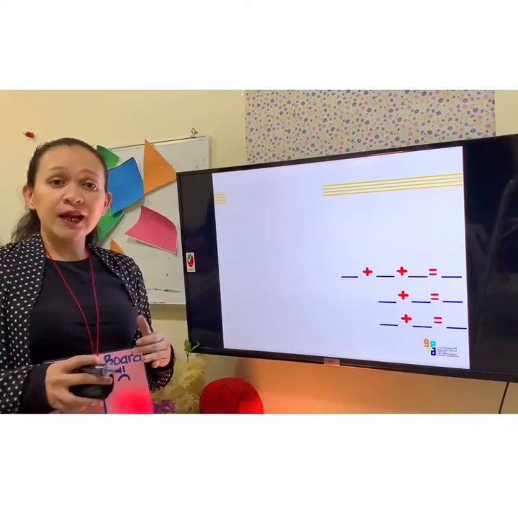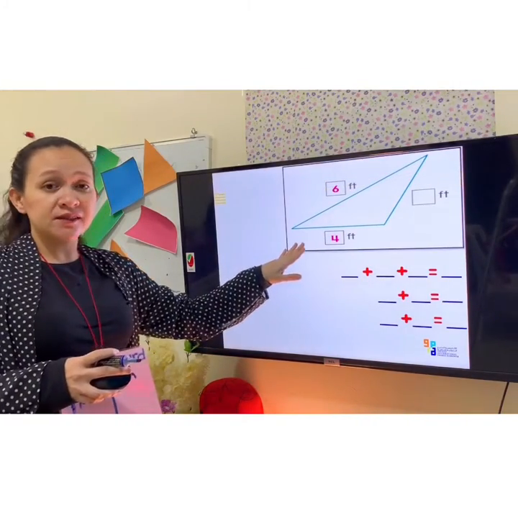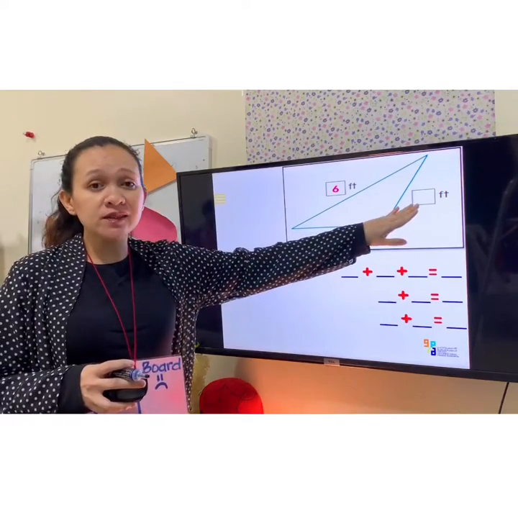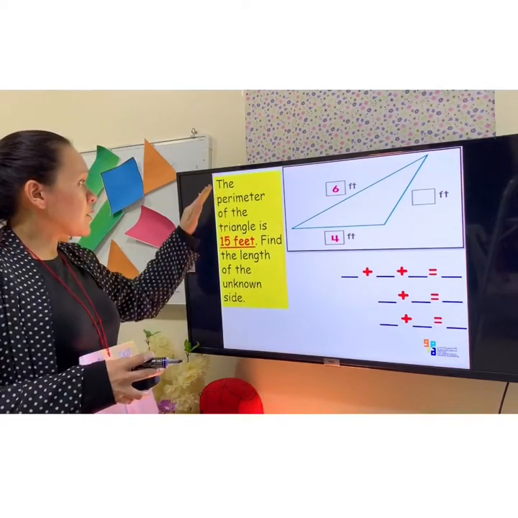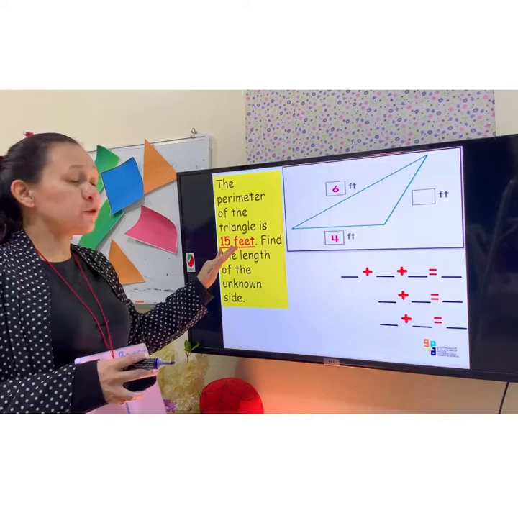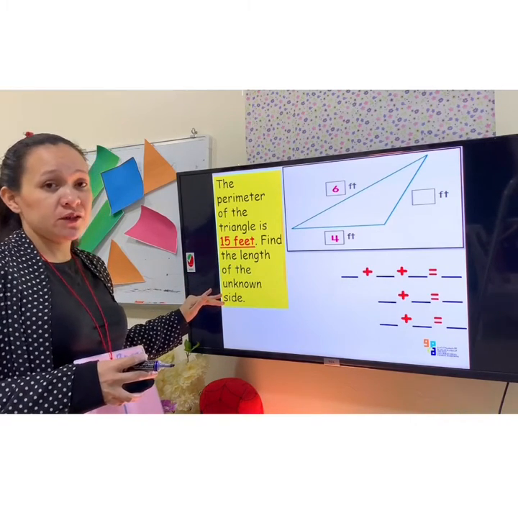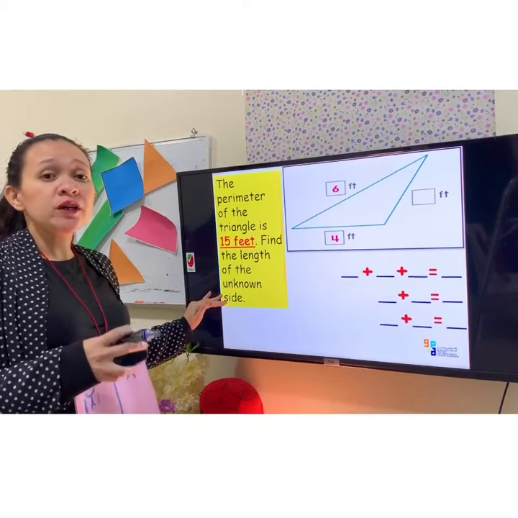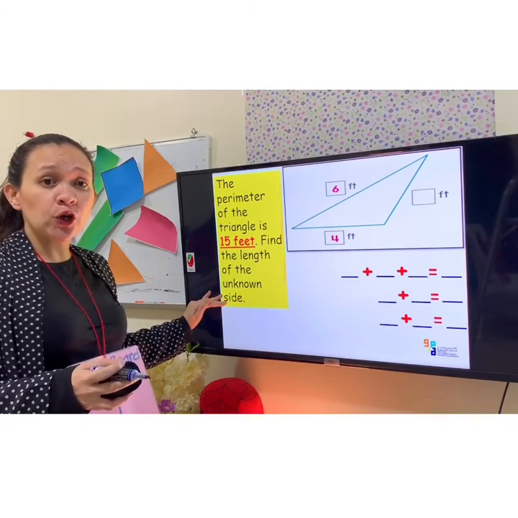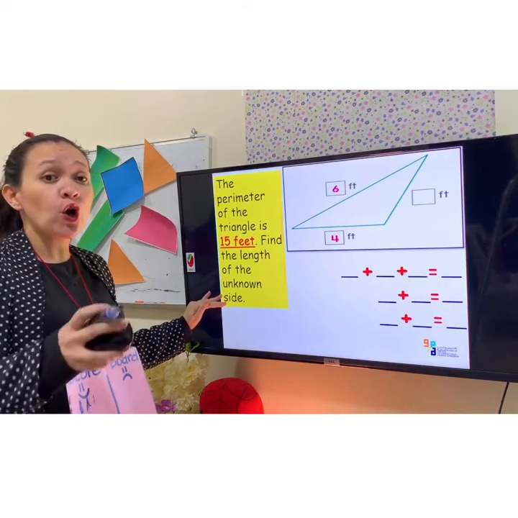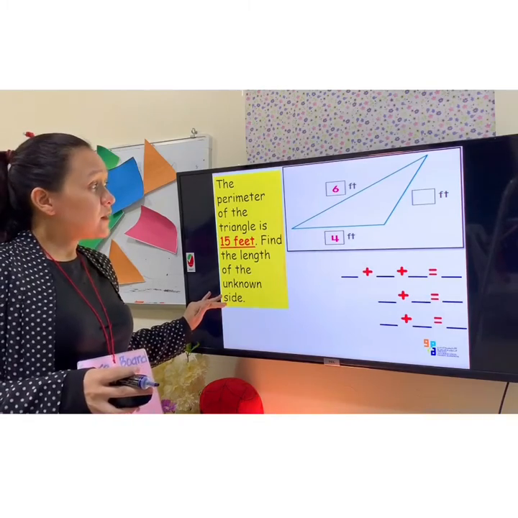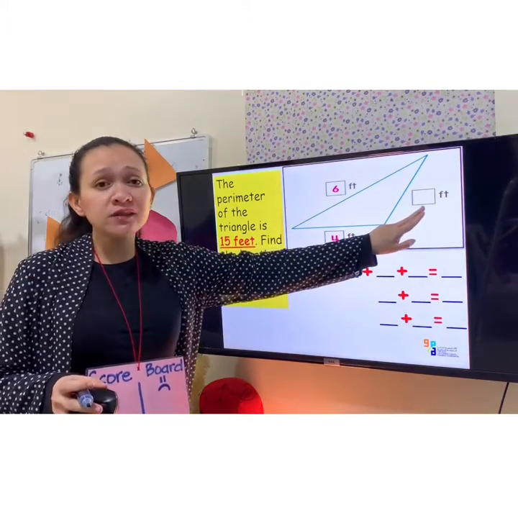Now, what if I have a shape that looks like this? There is an unknown side. So here, the perimeter of the triangle is 15 feet. Find the length of the unknown side. So remember, we are going to get the perimeter of the shape if you're going to add all of the sides. But now, there is an unknown side.